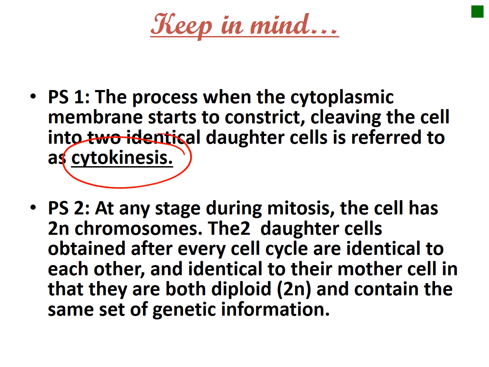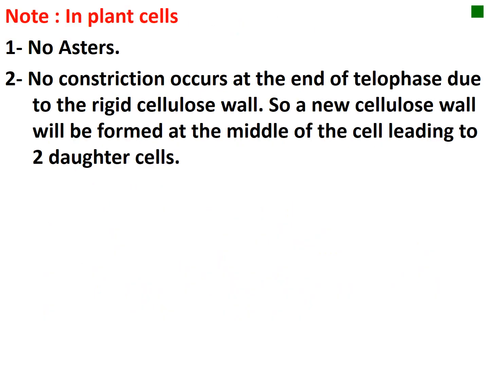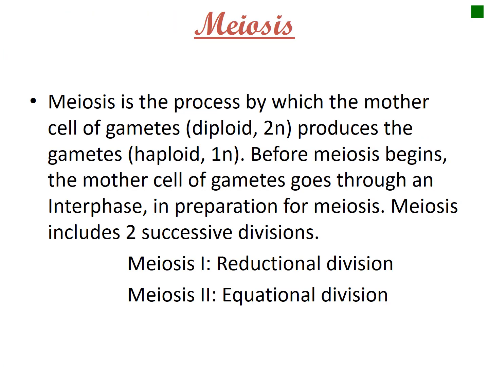At any stage during mitosis, the cell has two sets of chromosomes. The two daughter cells obtained at every cell cycle are identical, having the same genetic information as the mother cell. They are diploid. Note that in plant cells, there are no asters and no constriction due to the rigid cellulose wall, so a new cellulose wall will be formed at the middle of the cell, leading to two daughter cells. This is very important: there are no asters in the plant cell.